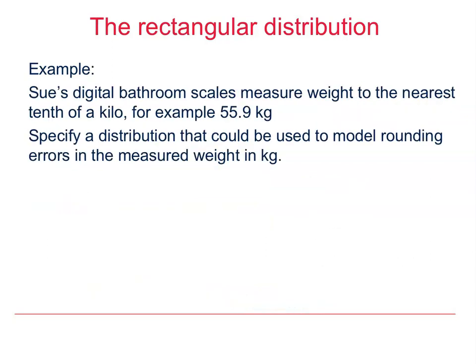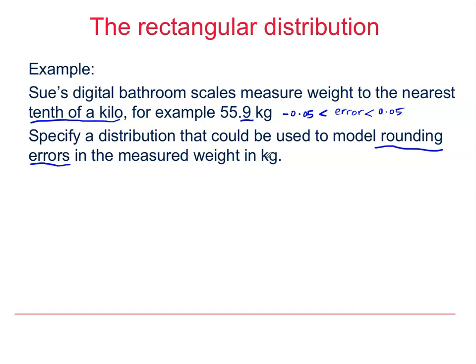Please pause the video to read the example and think about why a rectangular distribution would be suitable. Now this example is about rounding errors, and the bathroom scales weigh to the nearest tenth of a kilo. So it is the 0.9 of a kilo here in this example that is significant. So that means to say that the error, the rounding error in the measurement, can be anything less than plus 0.05, anything greater than minus 0.05.